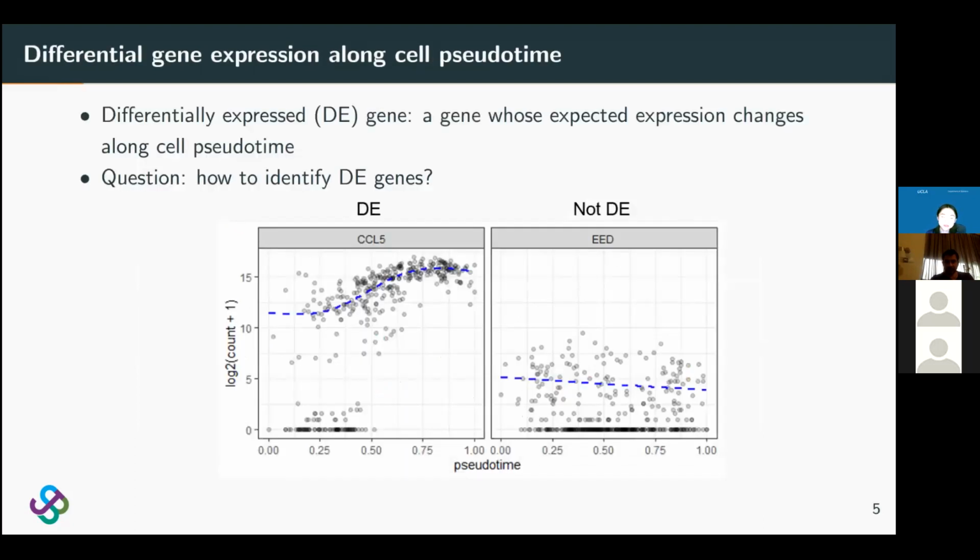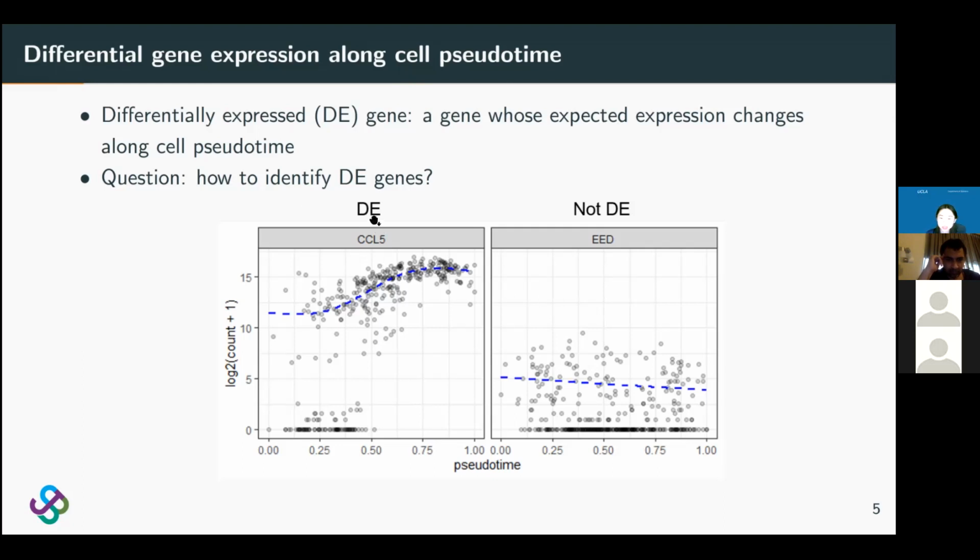Okay, so then for biologists, given the pseudotime or cell trajectories, a very important question is what genes are differentially expressed along each trajectory? We call these differentially expressed genes, DE genes for short. Its formal definition is based on statistical hypothesis testing. That is, if a gene has its expected expression changes along cell pseudotime, we call it DE. Otherwise, we call it non-DE.